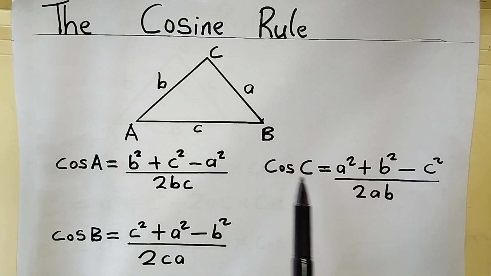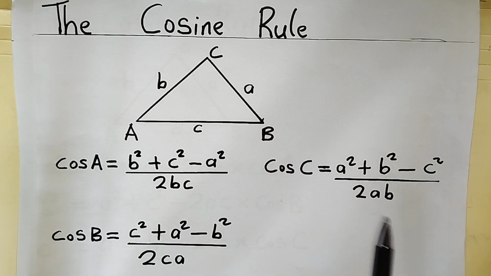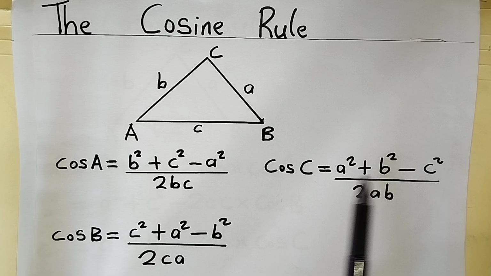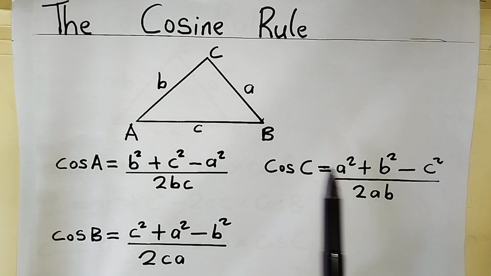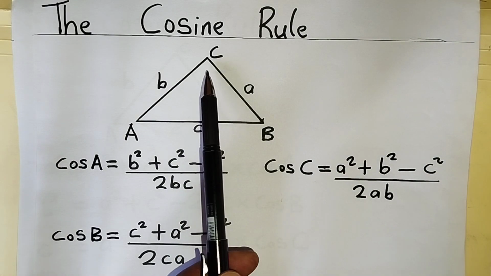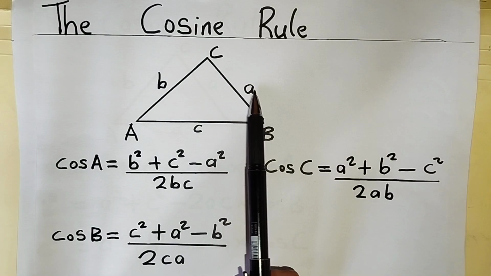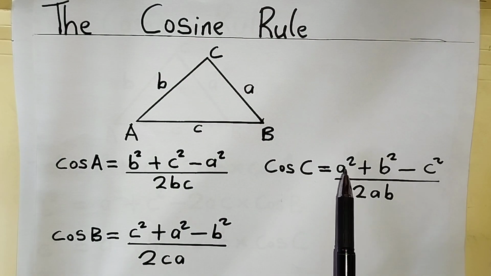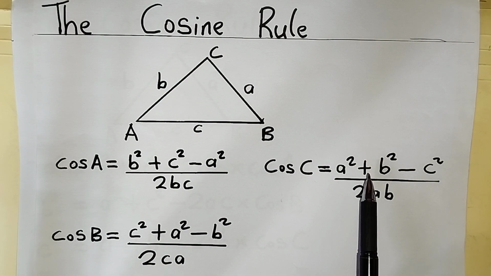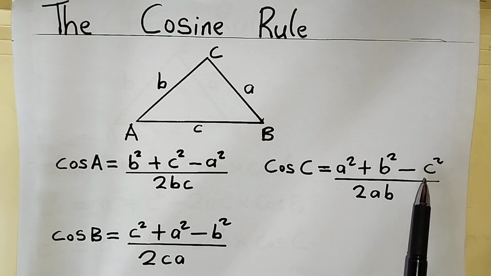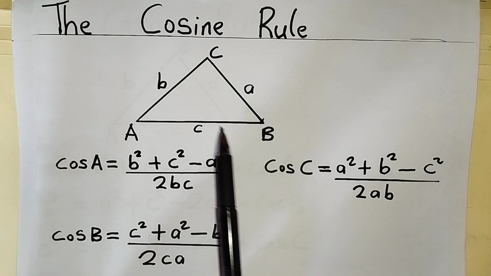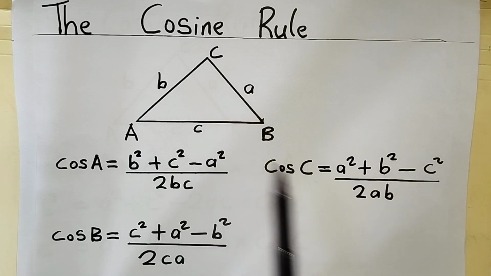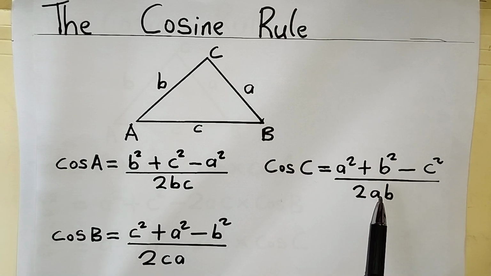If you want to find angle C, we say cos C equals the sum of the squares of the side lengths which contain angle C. Angle C is between side length a and b. So we find the square of a plus the square of b, minus the square of the side length which is opposite angle C, which is c, over 2 multiplied by the side lengths which contain angle C, which are a and b. So 2 multiplied by a multiplied by b.